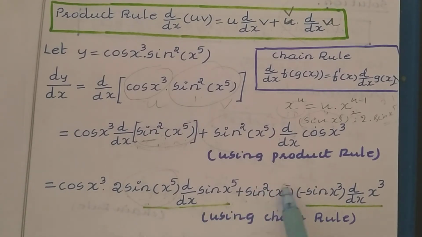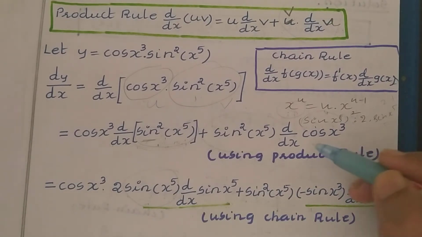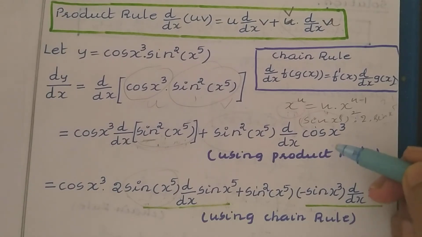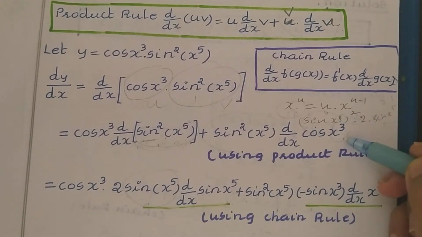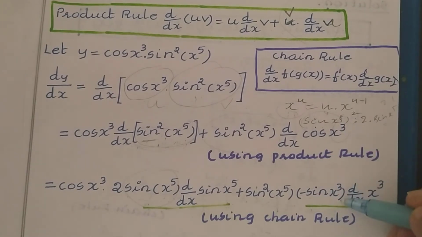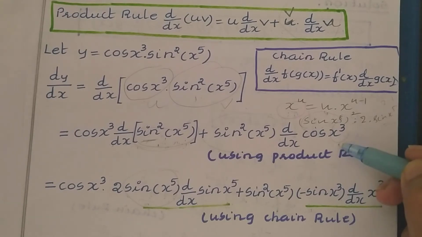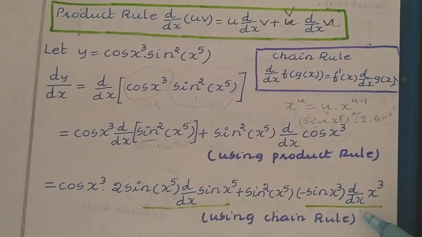Plus sin square x to the power 5 into, see here again further we have cos x cube. The cos x derivative is minus sin x. In the place of x here we have x cube. That means the cos x cube derivative is minus sin x cube. Then again this is a composite function. One is cos, another is x cube. Two functions are combined together. So further here we need to find the derivative of x cube. So d by dx of x cube. This I got by applying the chain rule.